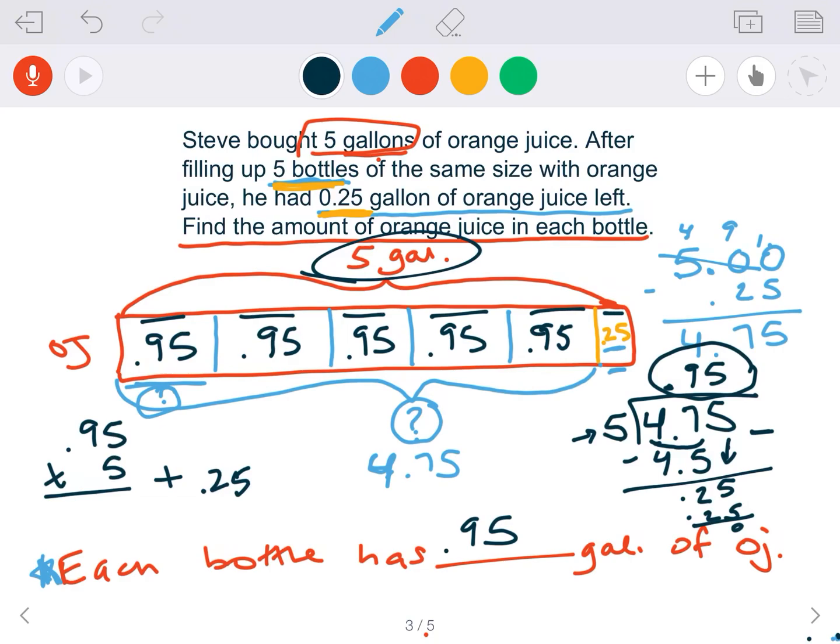So there are several different ways you could do it. You could start from your whole, your 5 gallons, and you could subtract and go minus 25 hundredths, minus 95 hundredths, all the way down, and hope that you get to 0 over here. So there are lots of different ways for you to check your answer. It's important, though, that you check it.